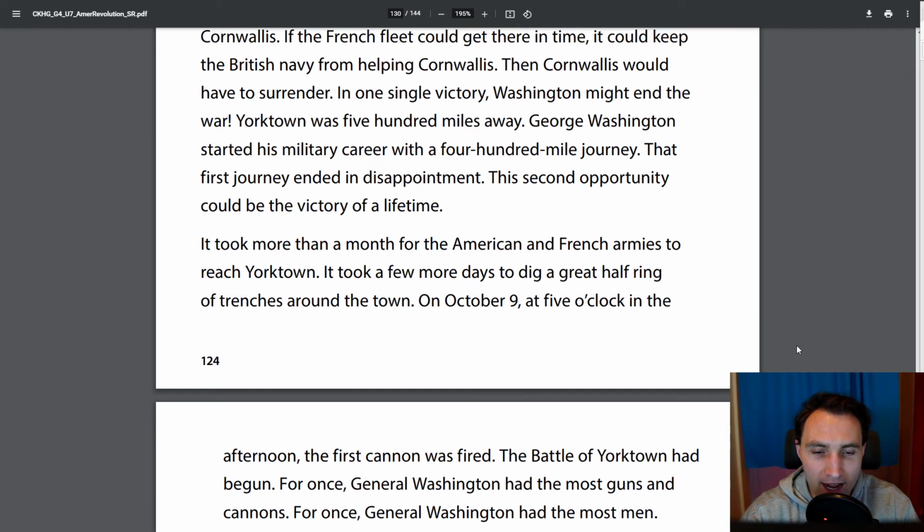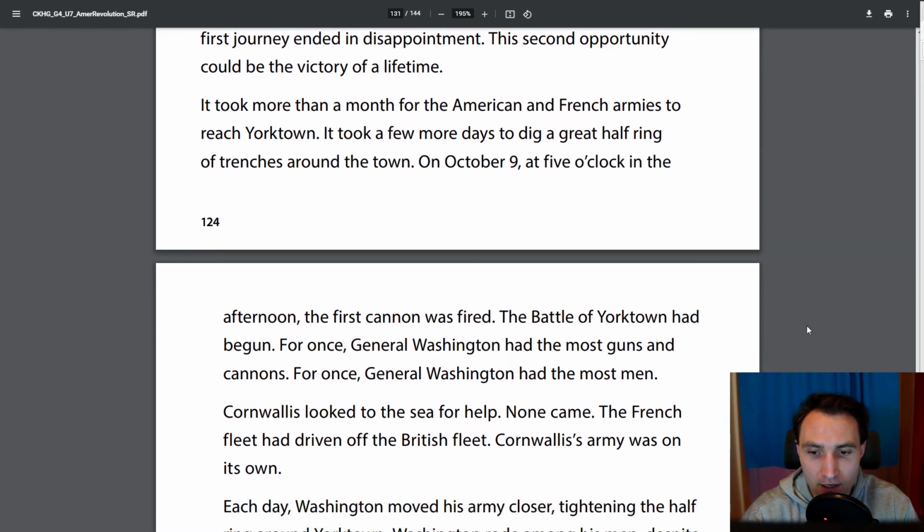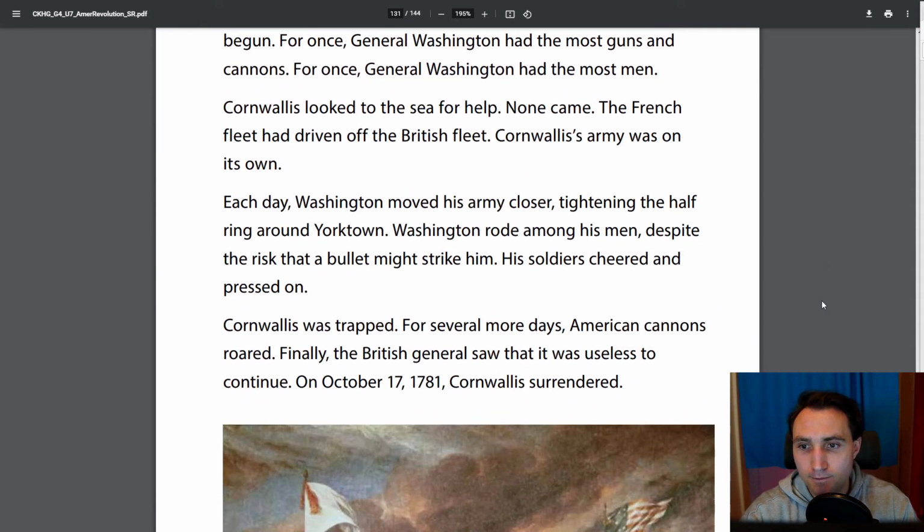On October 9th, at 5 o'clock in the afternoon, the first cannon was fired. The Battle of Yorktown had begun. For once, General Washington had the most guns and cannons. For once, General Washington had the most men. Cornwallis looked to the sea for help. None came. The French fleet had driven off the British fleet. Cornwallis's army was on its own.